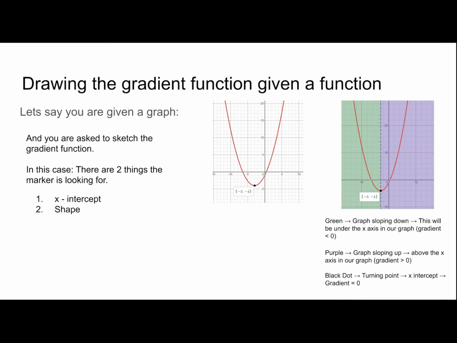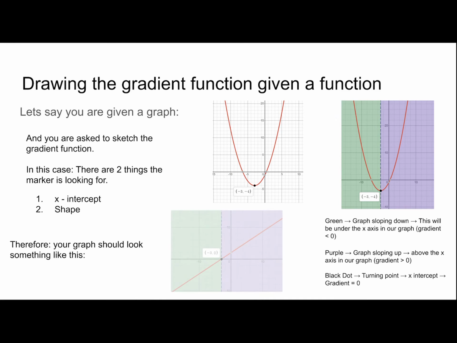So as you can see, I've said here, green is the graph sloping downwards. This will be under the x-axis in our diagram, because the gradient is less than 0. Purple is the graph sloping up above the x-axis, so the gradient should be greater than 0 in this case. And the black dot is our turning point, and when there's a turning point, the gradient equals 0. And if the gradient equals 0, that means on our gradient function graph, that will be our x-intercept.